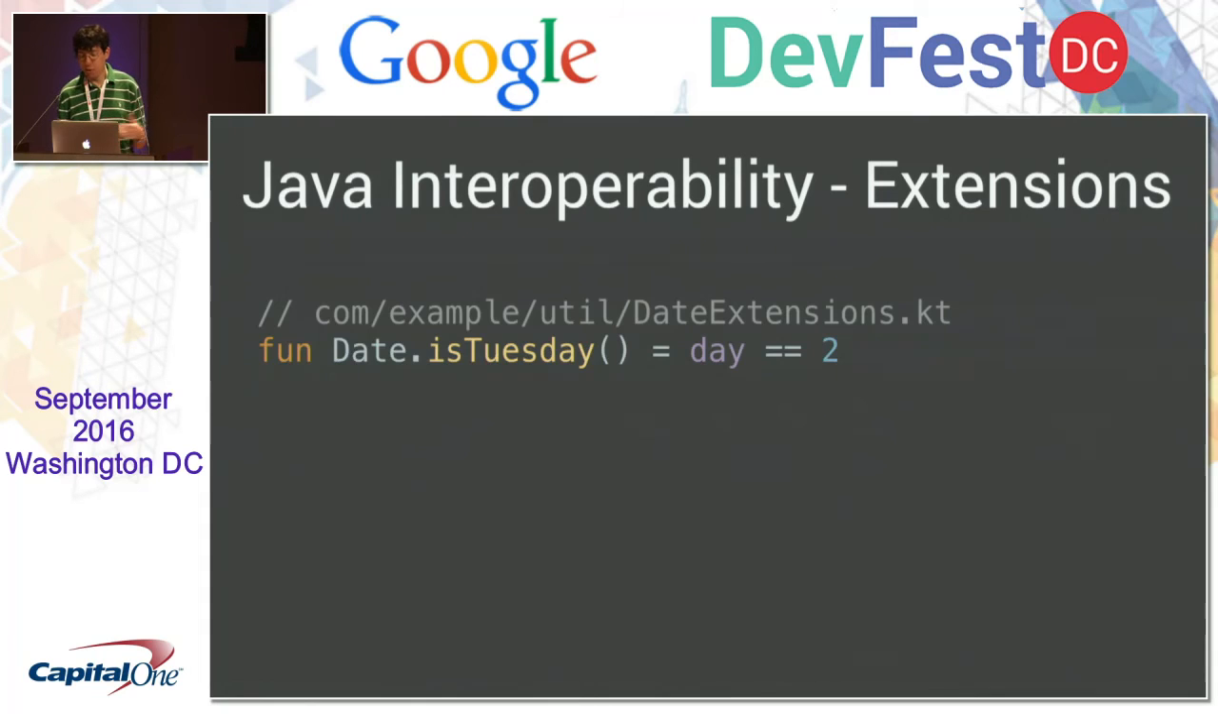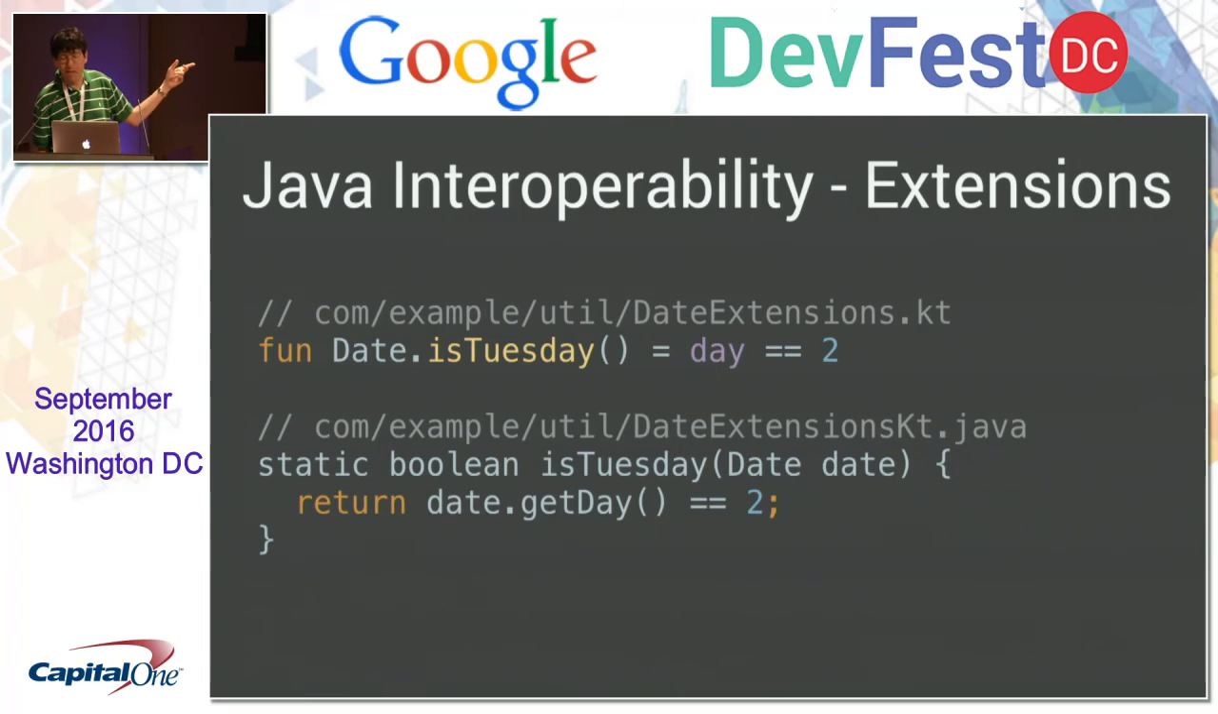So what happens is if you create an extension function in a Kotlin class, so let's say we have this date_is_Tuesday method defined in dateExtensions.kt, the Kotlin compiler will actually spit out a class called dateExtensionsKT.java, and it has a public static method that you can call from Java. So you have the same thing.